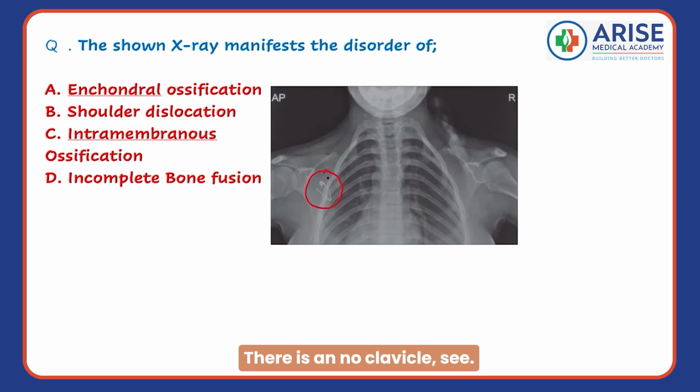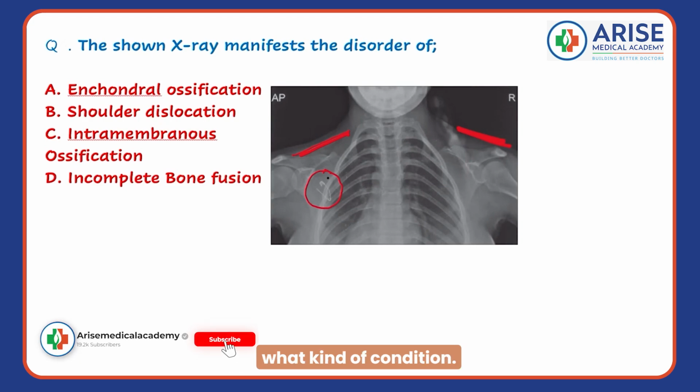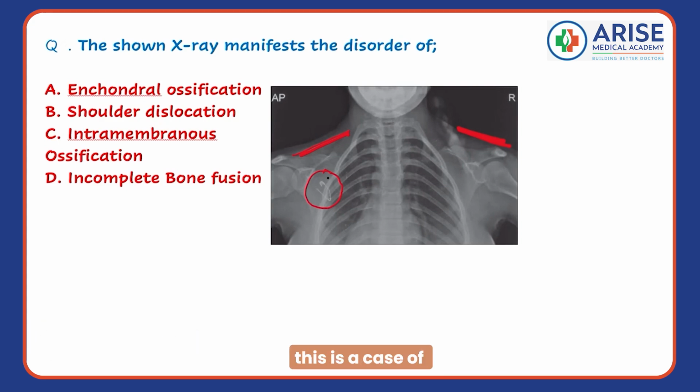There is no clavicle. See, absence of clavicle here. It will cause a condition where the patient will be able to touch the shoulders together. This is a case of cleidocranial dysostosis.